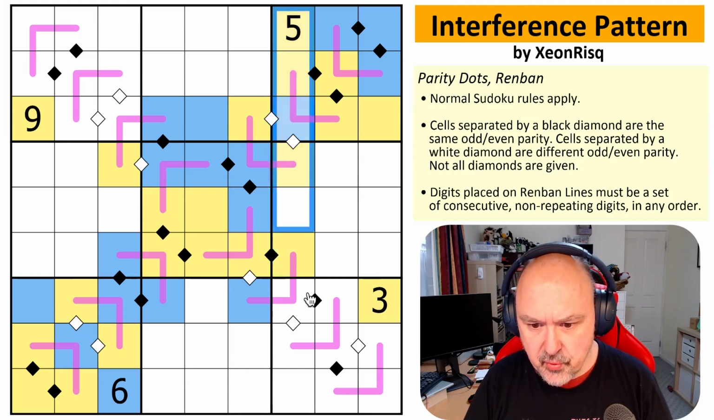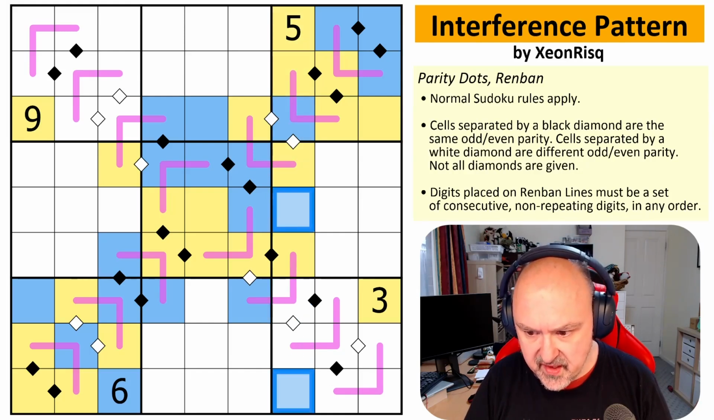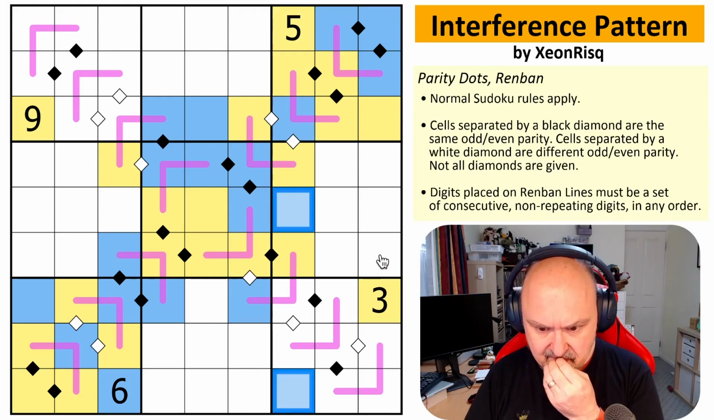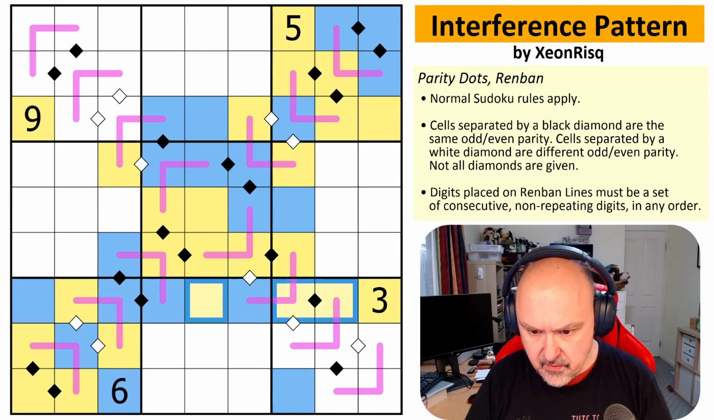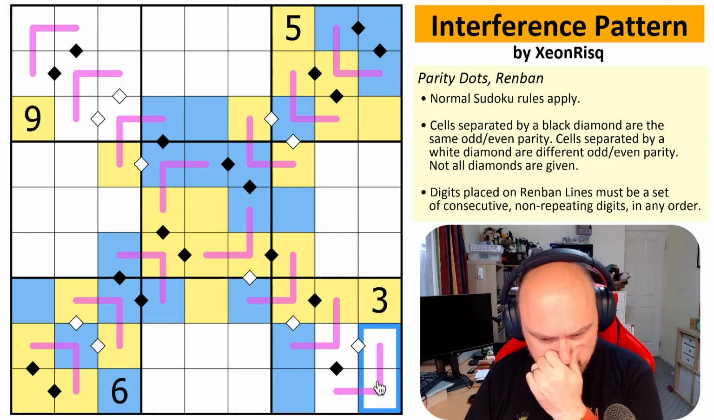I can only put 1 more odd down here, and it has to go on here. These are both even. This is all the evens in the row. These are all odd. Which means this is even. Now these have to be the same. This has to be different.